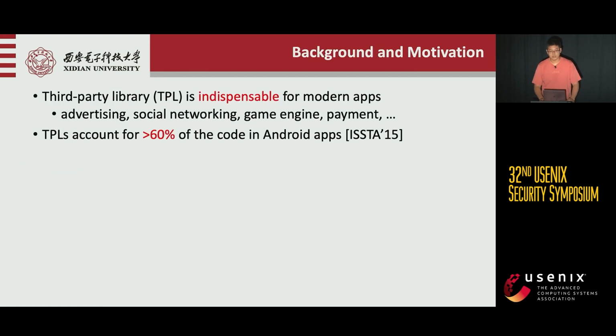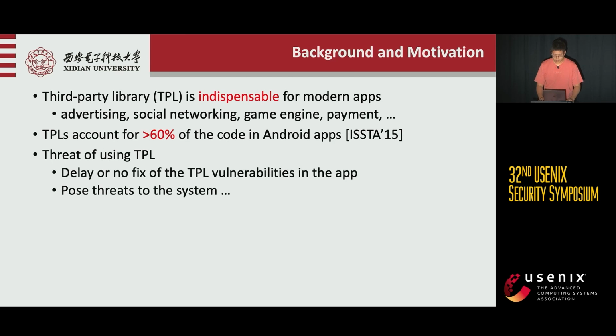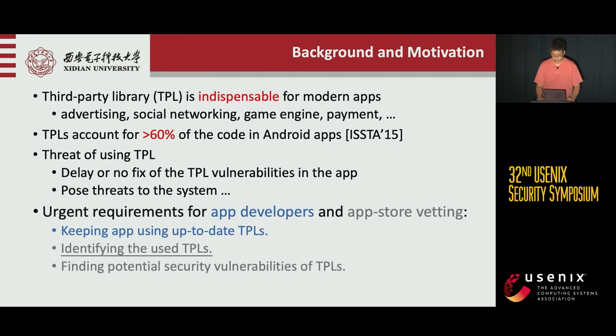As we know, the third-party library is an indispensable component for modern mobile apps. An early study has shown that about 60% of the code in Android apps is TPL code. At the same time, the lack of knowledge of TPL vulnerabilities and the delayed fix will greatly threaten app and system security. Therefore, identifying the used TPLs in the app is an urgent requirement for app vetting.